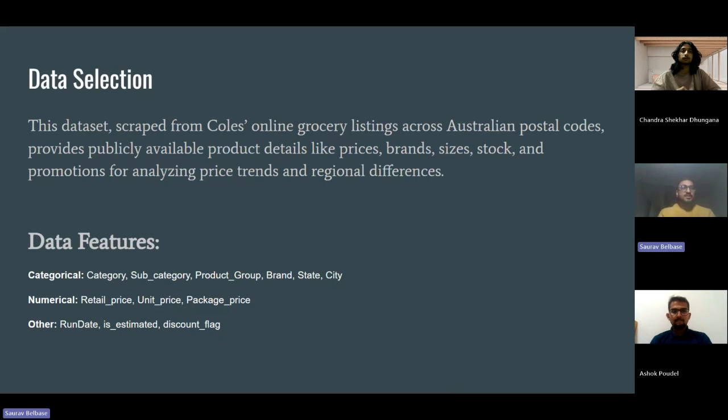So the first step is the data selection. The data set which we are using is from the Coles online grocery listing across Australian postal codes that provides publicly available product details like prices, brands, sizes, stock, and promotions for analyzing price trends and regional differences. The data features which we'll be using for the data analytics are the categorical data, which includes the category, subcategory, product group, brand, state, and city. The numerical data includes columns such as retail price, unit price, package price, and the other data includes run date, is estimated, and the discount flag.